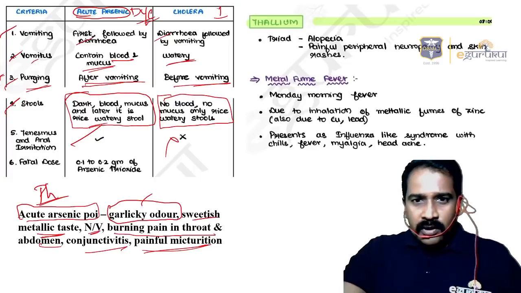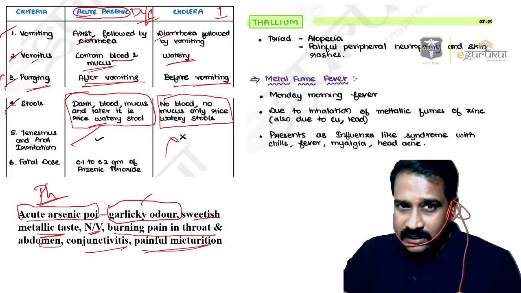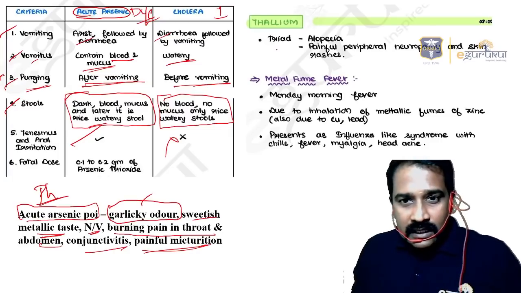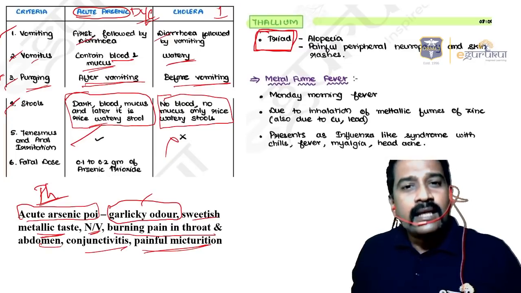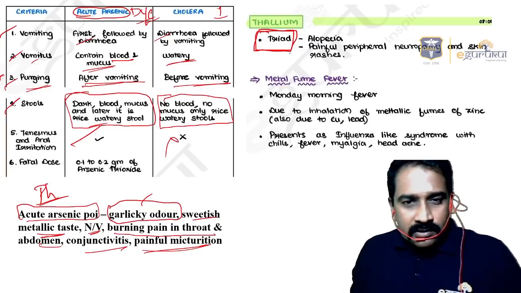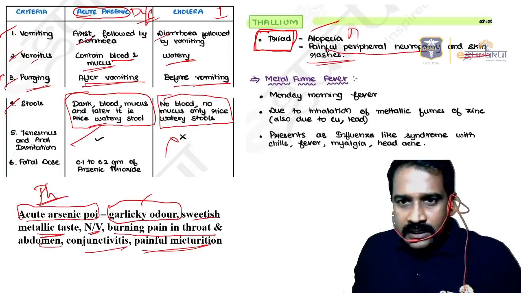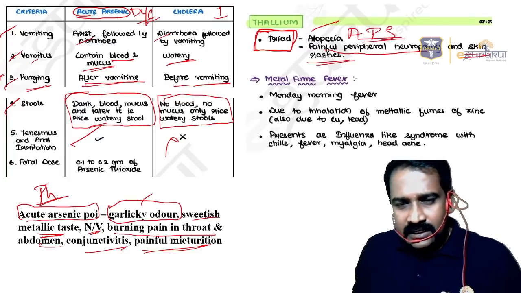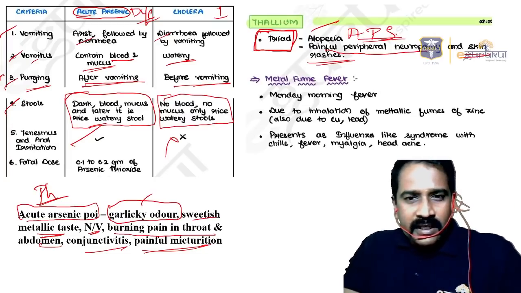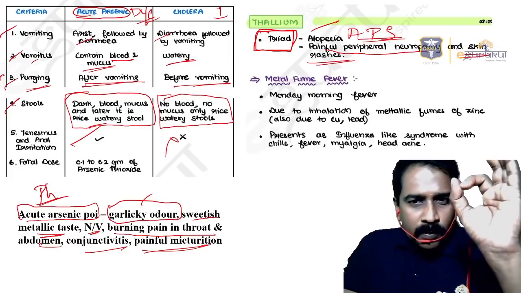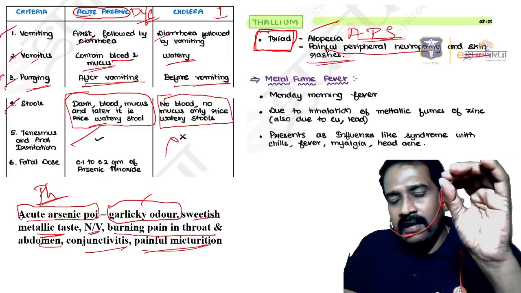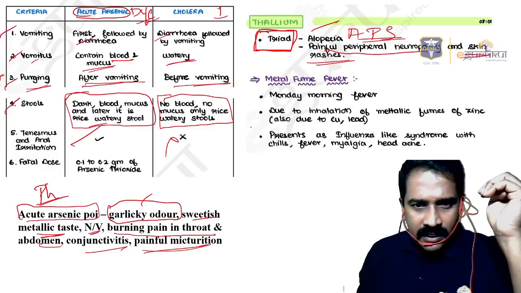So the next point here is thallium, which was one of the options for us. This is the triad of thallium. Remember this because it is a repeated question. So the thallium triad: alopecia, painful peripheral neuropathy and skin lesions. You can remember it as APS or SAP. Alopecia, skin rashes and painful peripheral neuropathy.